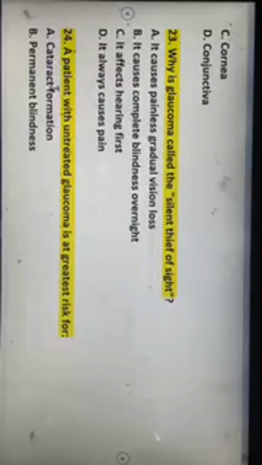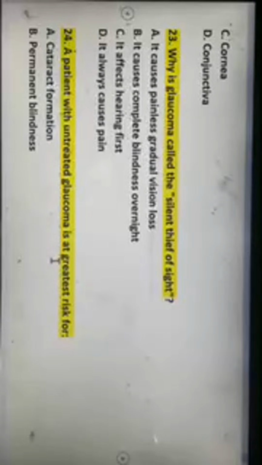24. A patient with untreated glaucoma is at the greatest risk for C. Corneal ulceration, and D. Retinal. A patient with untreated glaucoma is at the greatest risk for.